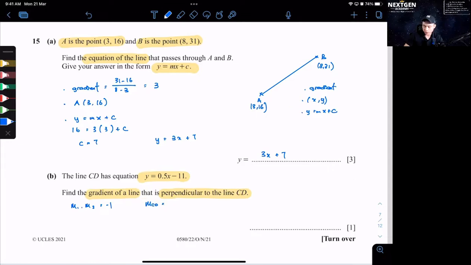is equals to 0.5. I would write it as a fraction, so it's easier for me to see the value. Then the next thing, all you need to do is put into the equation. We want to find the perpendicular, right? So M1, I put it as the gradient of CD times the gradient of the perpendicular will be equals to -1. Therefore, the perpendicular one will be -2. One mark question only. In fact, those who know how to do straight away, you can just write the answers.